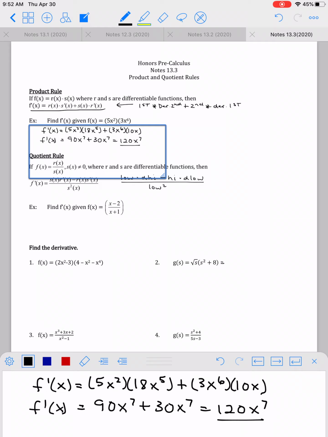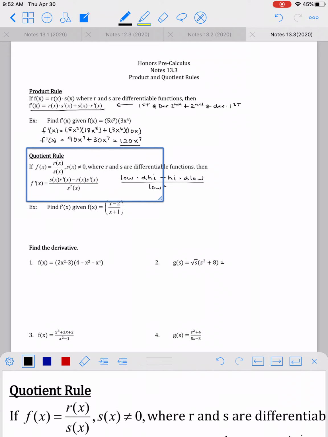Now, is there a faster way to do it? Yes, and the end game is to find the derivative. So could you have multiplied 5x squared times 3x to the sixth and taken the derivative of a single term? Absolutely.